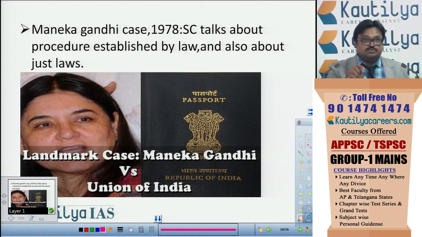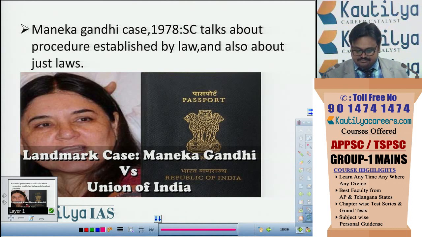Now there are 2 Supreme Court judgments that he has come up with. The first one is the Maneka Gandhi case in 1978. What is this case talking about? The Supreme Court has come up with a concept called procedure established by law. It has also come up with another concept called just laws. So whatever laws the government comes up with must be just. And according to the author, this Triple Talaq bill is not a just law. If it becomes a law, this would not be a just law.